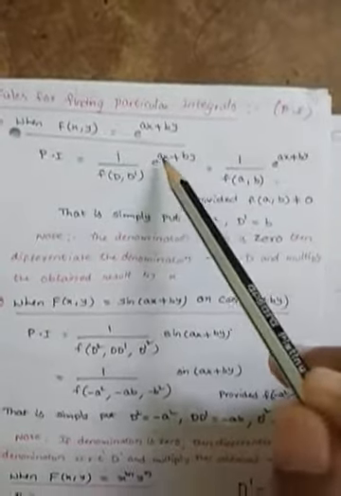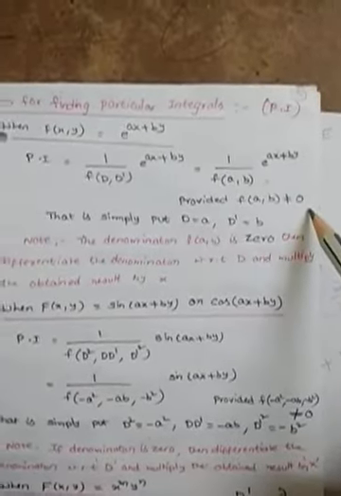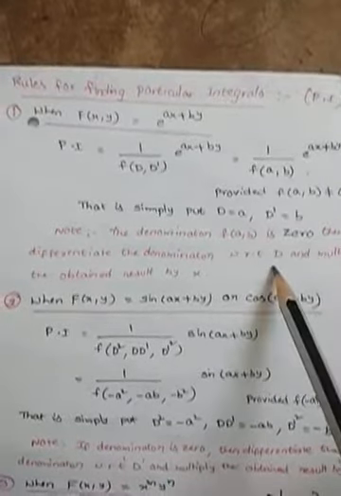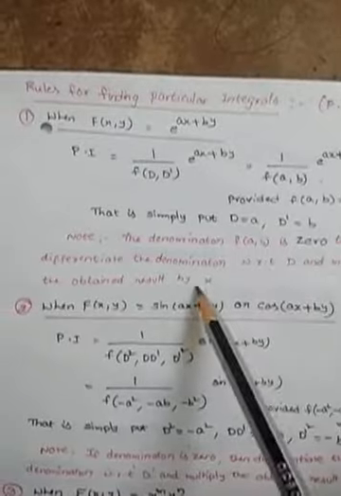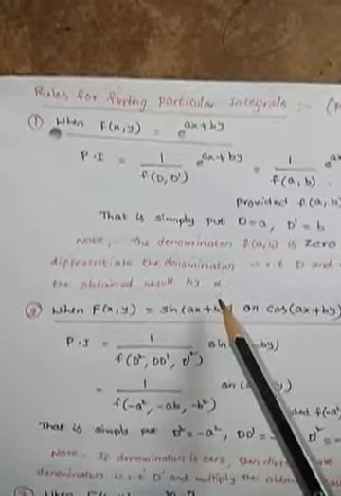Here we just have to replace D equal to a and D dash equal to b whenever an exponential function is there, provided that while substituting, the denominator value should not be equal to 0. Suppose the denominator is equal to 0, then we have to differentiate the denominator function with respect to D and the numerator is multiplied with x, the same as in solving ordinary differential equations, which has already been discussed with you.